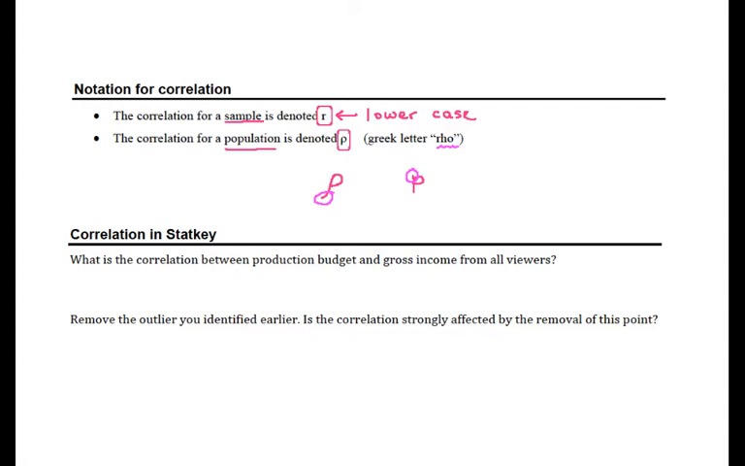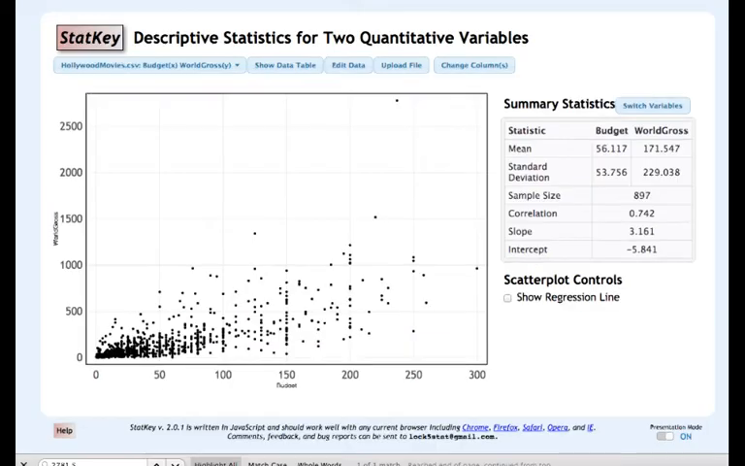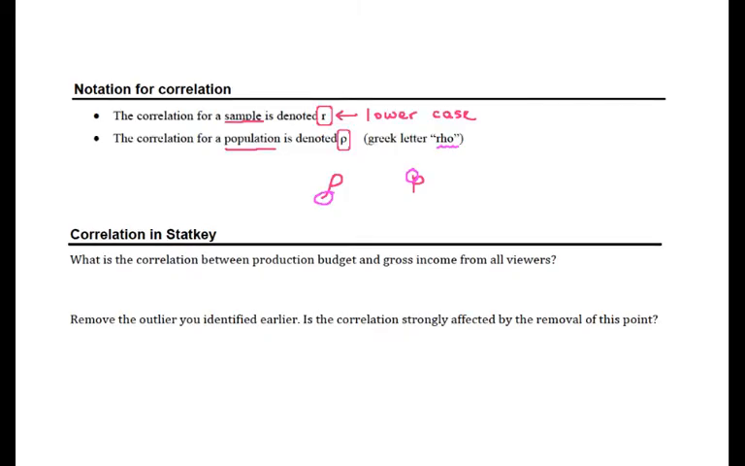And it's very simple. If we go back to the scatter plot we were looking at previously for Hollywood movies, with budget as our explanatory variable and world gross as our response variable, we can see that under summary statistics over here on the right, we have the correlation just given to us. So 0.742 is my correlation.